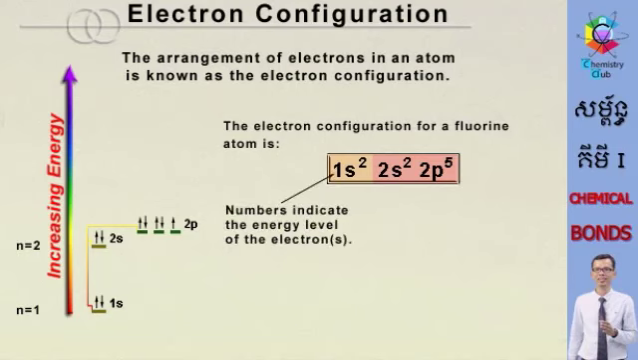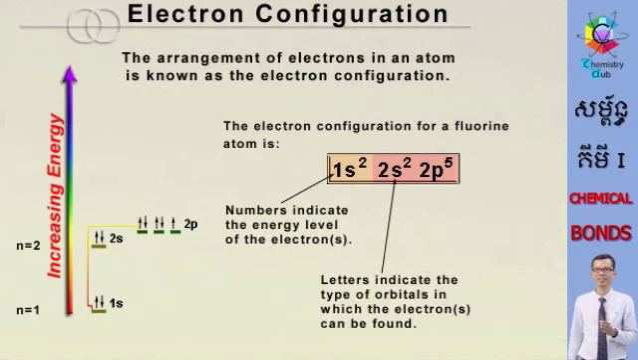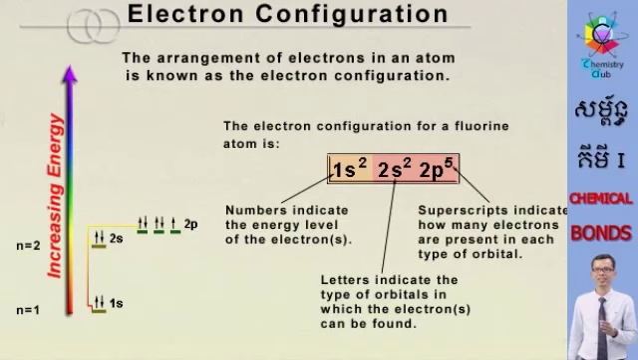The numbers represent the energy level in which the electrons are present. As you can see for the fluorine atom, electrons fall into the first and second energy levels. The letters indicate the orbital in which the electrons can be found. In this case, electrons travel in the s and p orbitals. The superscripts indicate how many electrons are present in each type of orbital. The s orbital in energy level 1 contains 2 electrons, the s orbital in energy level 2 contains 2 electrons, and the 3 p orbitals in level 2 contain a total of 5 electrons.